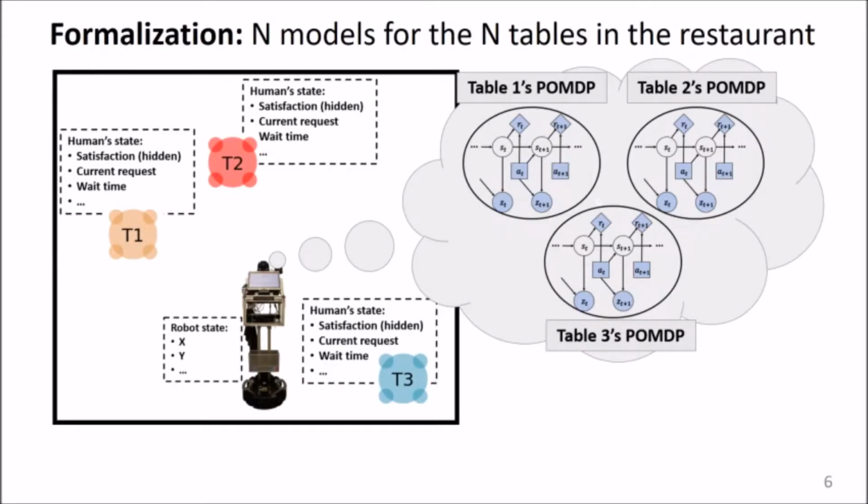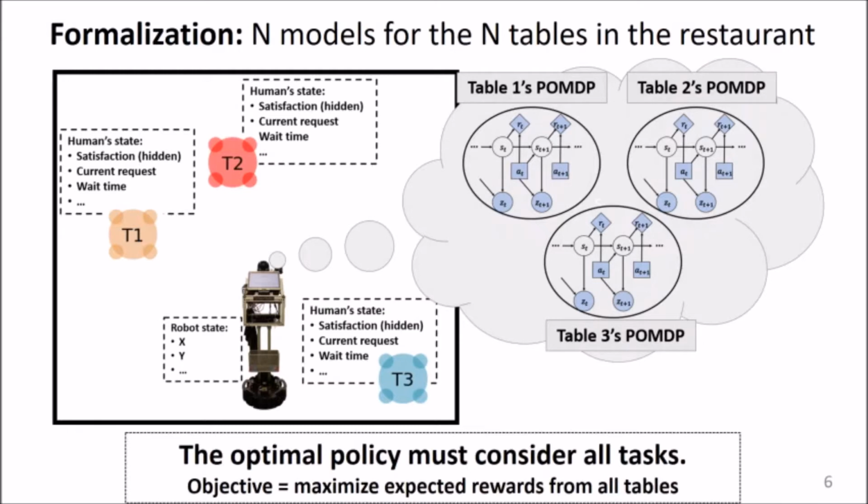A restaurant with 3 tables is modeled as a restaurant with 3 models. The model associated with each table includes the state of the table, the state of the robot, and the actions that can be executed on that table. We model each table as a partially observable Markov decision process, so a restaurant with n tables has n POMDP models associated with it. Although we assume that the tables or tasks are independent, the optimal policy of the robot should consider all possible sequences of tasks to achieve them all.